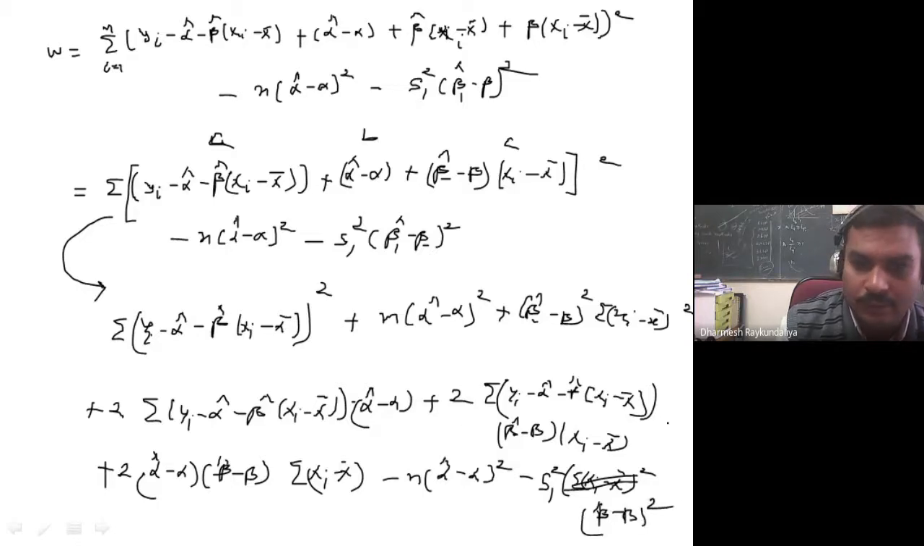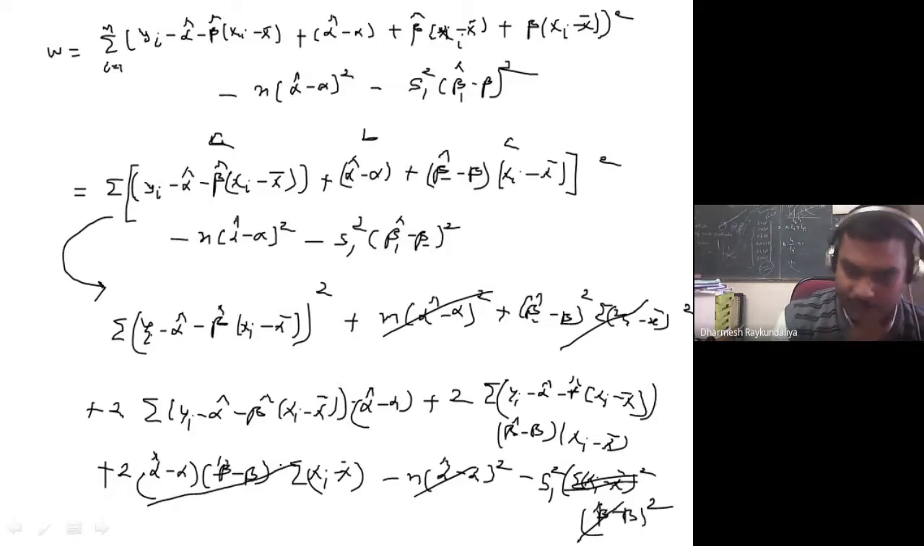So you can see that this plus cancels out with this. This is nothing but the beta cap minus beta square, and this we call s1 square. This is plus and this is minus. So this part is also cancelled out. Now this is constant, summation xi minus x bar. So this is 0. So this part is also vanished.